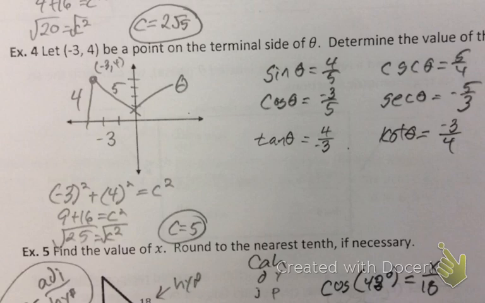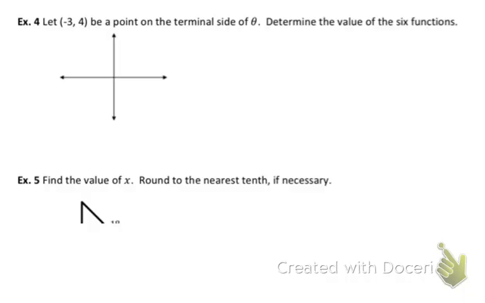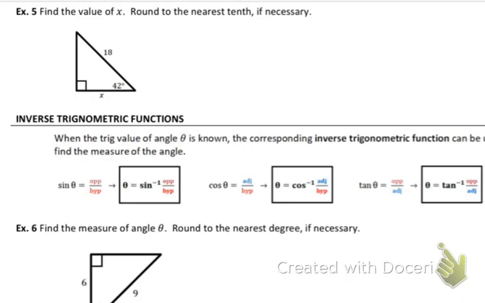So I got sine equaled 4 over 5, which meant cosecant was 5 over 4. I got cosine was negative 3 over 5. Secant is negative 5 over 3. And tangent is negative 4 over 3. So cotangent is negative 3 over 4. Okay, so we did that one.